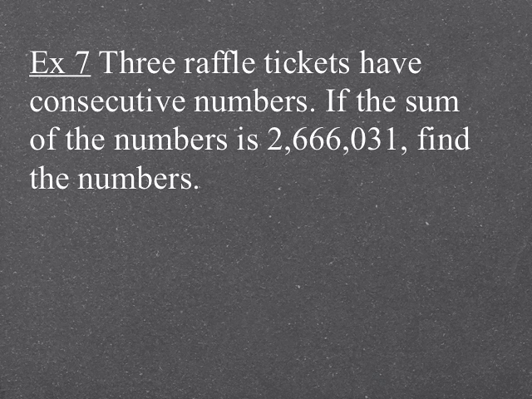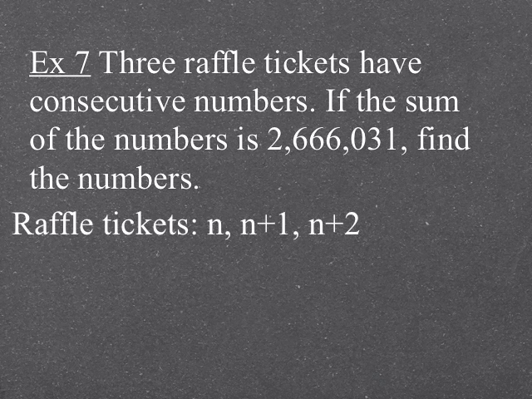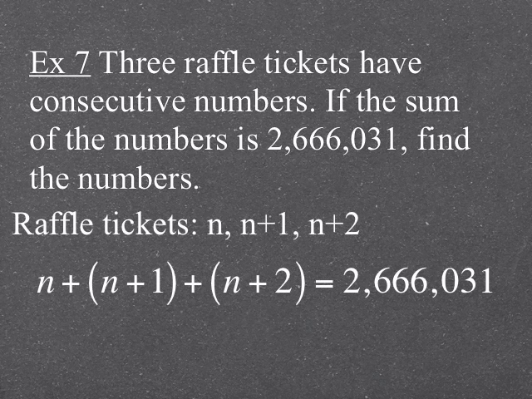So let's say that we have 3 raffle tickets and they have consecutive numbers. If the sum of the numbers is 2,666,031, find the numbers. So the first thing I'll do is make my key. I want to assign my variables. My raffle tickets would be n, n plus 1, and n plus 2 because I had 3 tickets, so I list 3 numbers, and they are consecutive, so I use the consecutive integer strategy. It says that their sum is 2,666,031. Sum means add, so I'm going to add them all together, and I should get that big number.